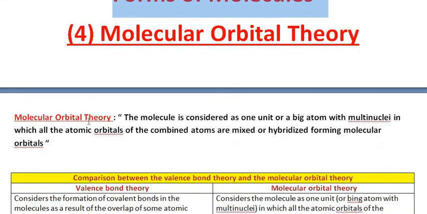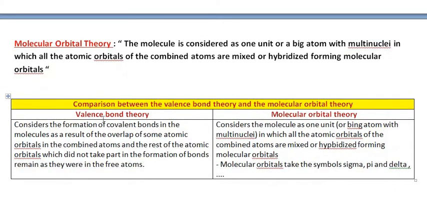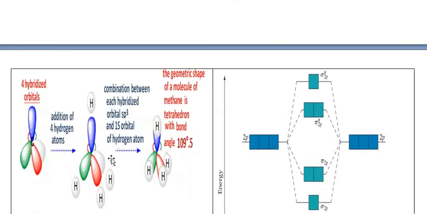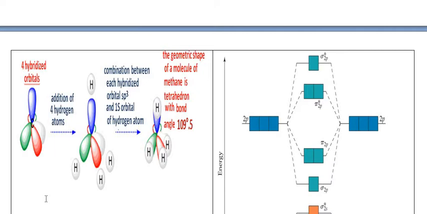So molecular orbital theory stated that the molecule is considered as one unit or a big atom with multi-nuclei, in which all the atomic orbitals of the combined atoms are mixed or overlapping or hybridized to form molecular orbitals. And here is a comparison between the valence bond theory and the molecular orbital theory. According to the valence bond theory, only the valence orbitals overlap, but here all orbitals of the two bonded atoms overlap.